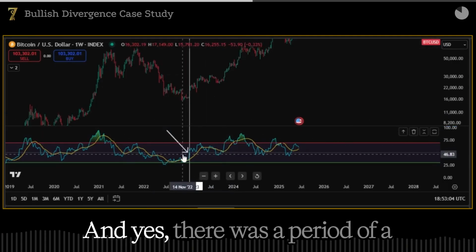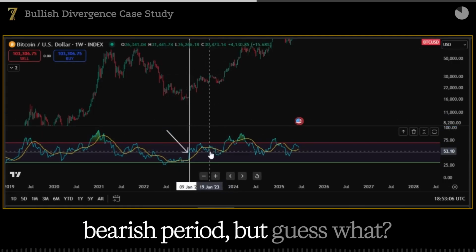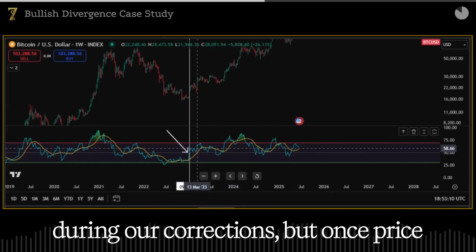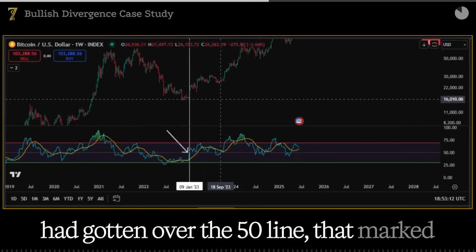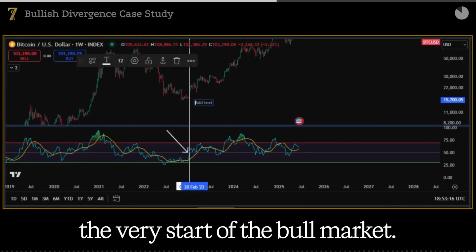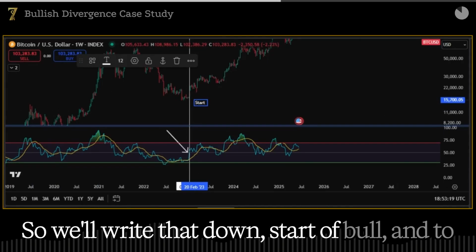All right. And yes, there was a bearish period, but guess what? We kind of hugged this 50 line even during our corrections. But once price had gotten over the 50 line, that marked the very start of the bull market. So we'll write that down, start of bull.